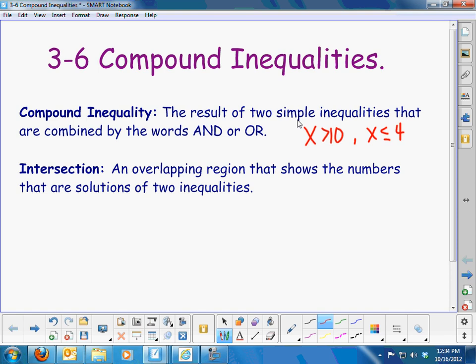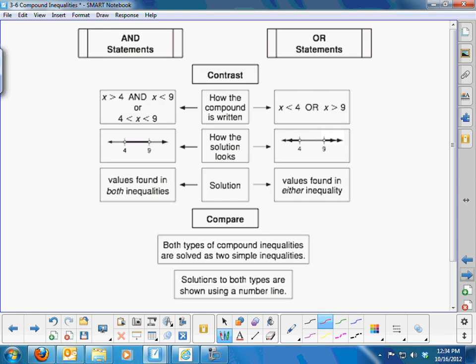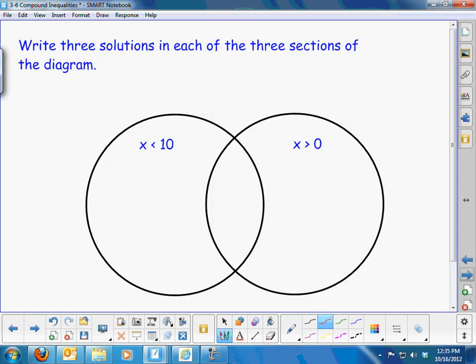Another important word that we're going to talk about today is the intersection. You should have some idea what that word means. It is a region that shows the numbers that are solutions of two separate inequalities. We're going to look at an example of that right now. If I have these two circles here, I have one circle that represents all the solutions to x is less than 10. And then I have another circle that represents all the solutions to x greater than 0. And then I have this overlapping portion right in here that is going to contain the solutions to both of those circles.